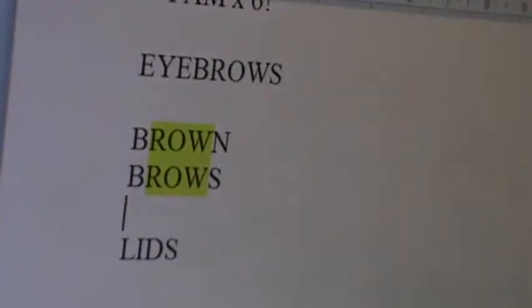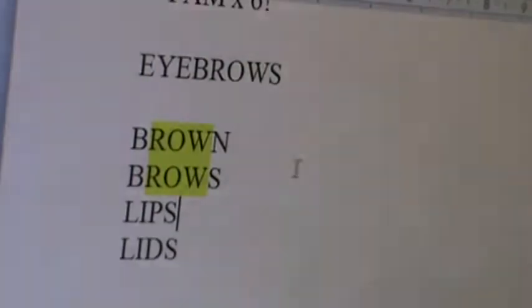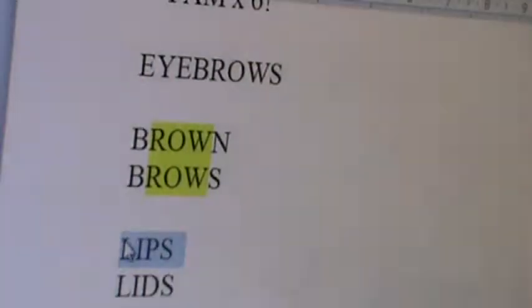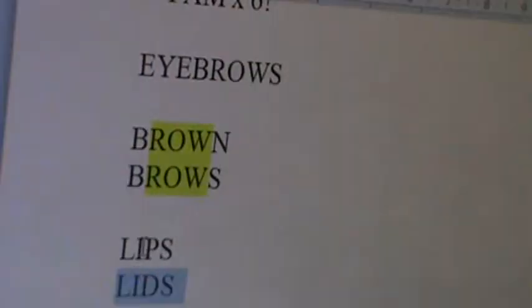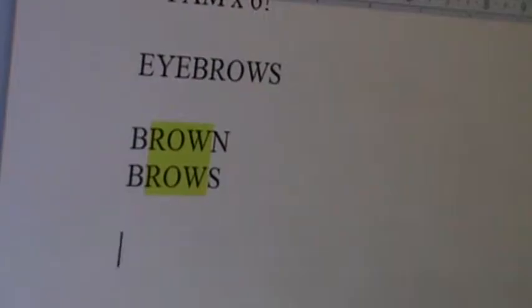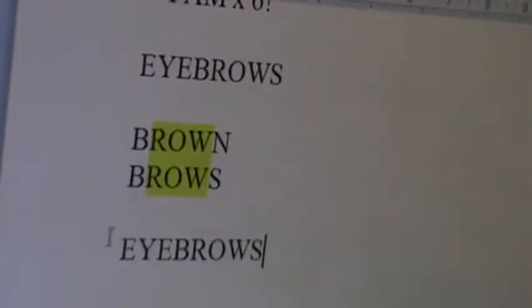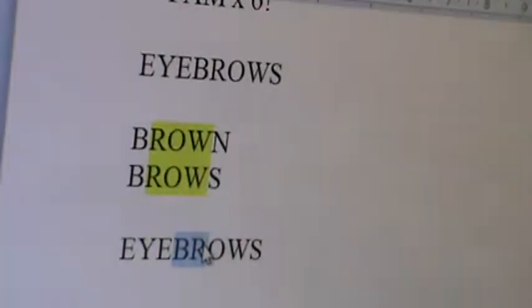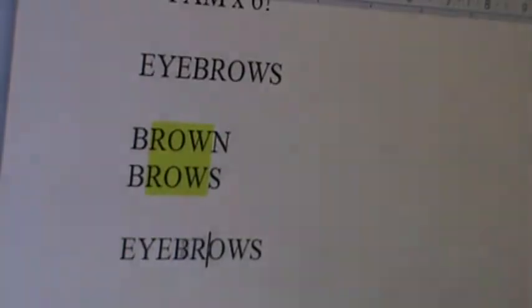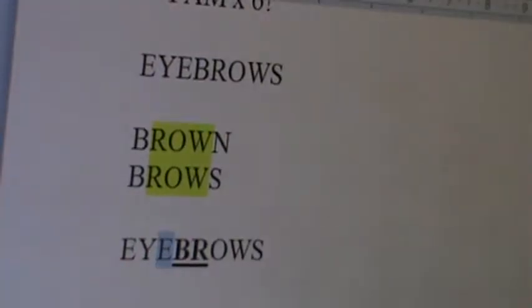So the word lids and lips go to I am. This equals the I am. That's easy. Now I'm curious about eyebrows. Go to the center. Yeah, this is really neat. Go to the center. There's your I am. Oh my gosh, this is really cool. I'm taking you deep here.